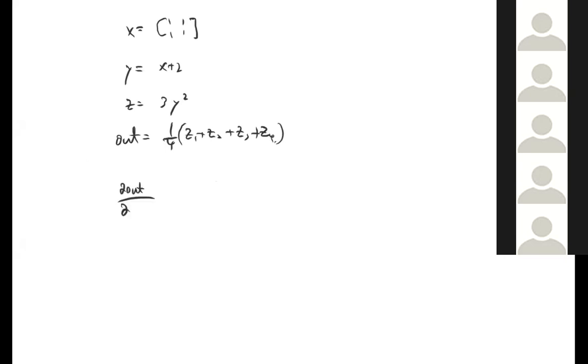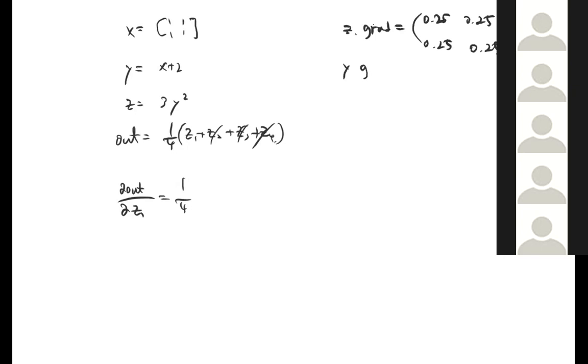So x was 1, 1, 1, 1. y is x plus 2. z was 3 times y squared. out was 1 over 4 times (z1 plus z2 plus z3 plus z4). And so out with respect to, let's just take z1, all the other terms are unnecessary so they are thrown out, and all you are left with is 1 over 4, which is a quarter. So if you remember, z grad was 0.25, 0.25, 0.25 and 0.25.